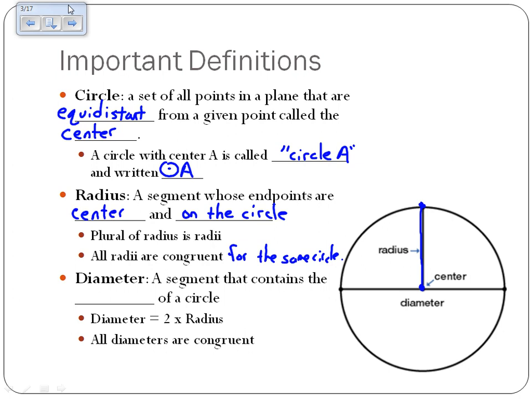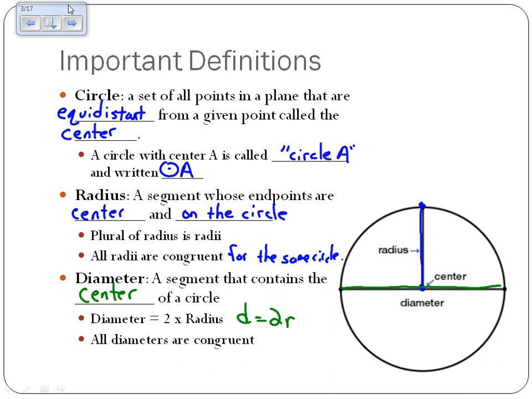The last one I'll talk about is the diameter on this page. The diameter is a segment that contains or goes through, well, where does the diameter have to go through? Use the picture. It goes through the center of the circle. There's your diameter. Notice, you already know this, that the diameter is 2 times the radius. We can also write that as d is equal to 2r. Diameter equals 2 times the radius, twice as long.